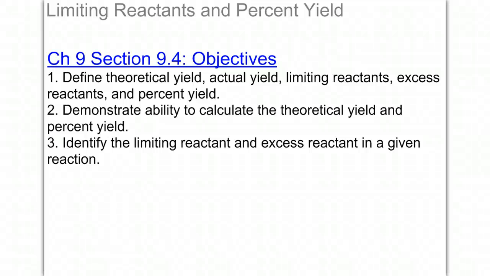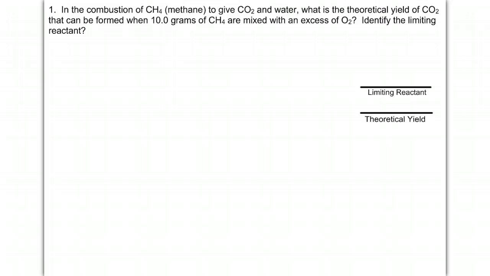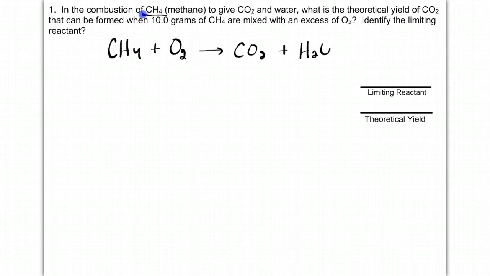Chapter 9, Section 9.4 is going to be stoichiometry involving limiting reactants and percent yield. So in our first problem, we're told that we have a combustion reaction with CH4, and just from that we should be able to write our equation. CH4 plus O2 yields CO2 and H2O, because that's how all combustion reactions are. And they tell us that after it gives CO2 and water, what is the theoretical yield of CO2?